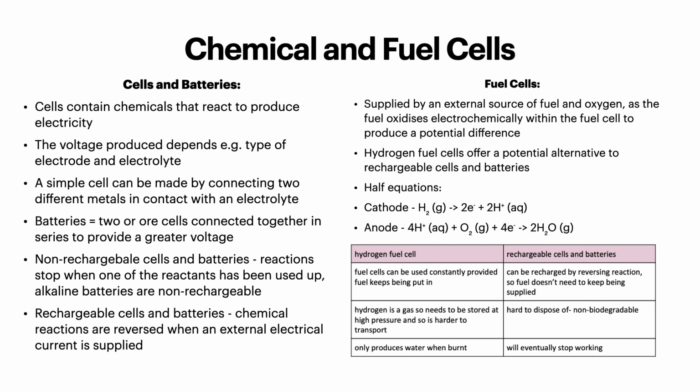Chemical cells and fuel cells now. So the last slide. This is a super quick section. So cells and batteries. Cells contain chemicals that react to produce electricity. The voltage produced depends on a variety of different things, but an example of this is the type of electrode and electrolyte used within the cell. A simple cell could be made by connecting two different metals in contact with an electrolyte, and a battery consists of two or more cells connected together in series to provide a greater voltage.